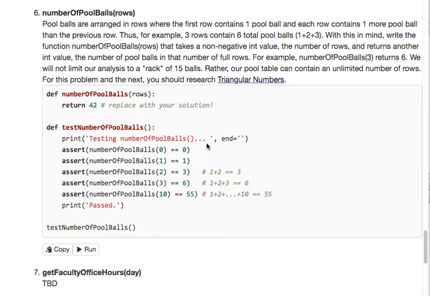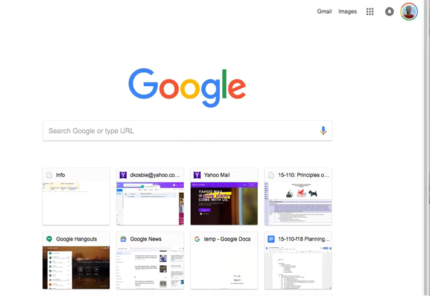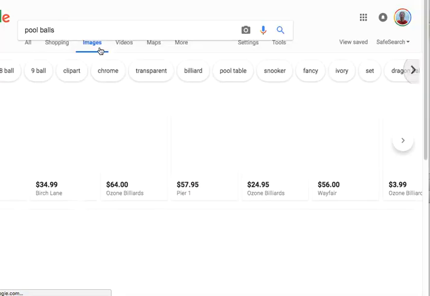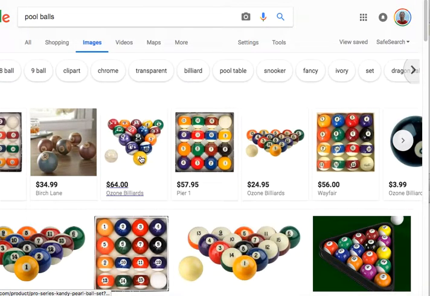Okay, let's solve the number of pool balls problem. So pool balls are arranged in rows, right? If I were to go here and search for pool balls and get some images of it, you see they're arranged in rows. So if I have one row, I have one ball.